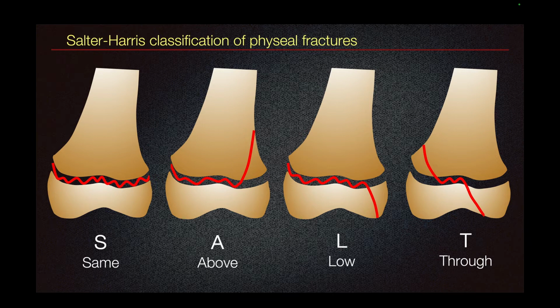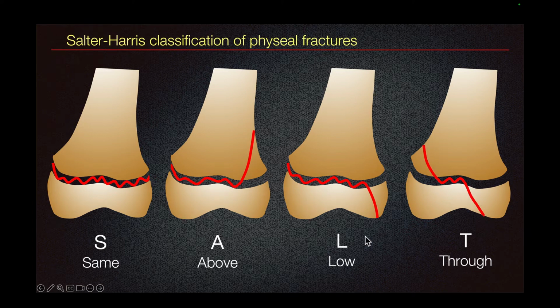Physeal fractures are classified according to Salter-Harris classification. In type 1, the fracture goes through the physis. In type 2, the fracture goes through the physis out through metaphysis. In type 3, the fracture goes through the physis out through epiphysis. And in type 4, the fracture goes through both metaphysis and epiphysis.